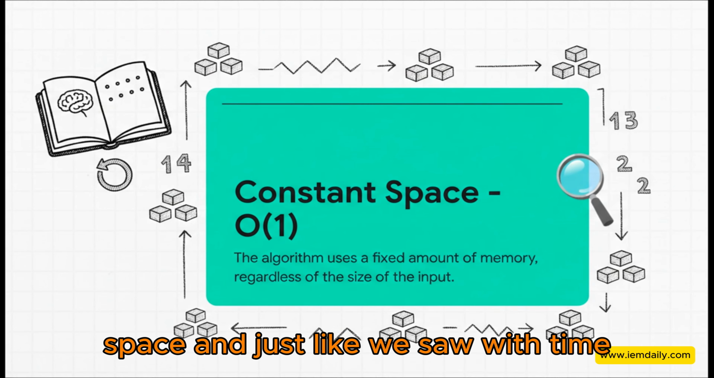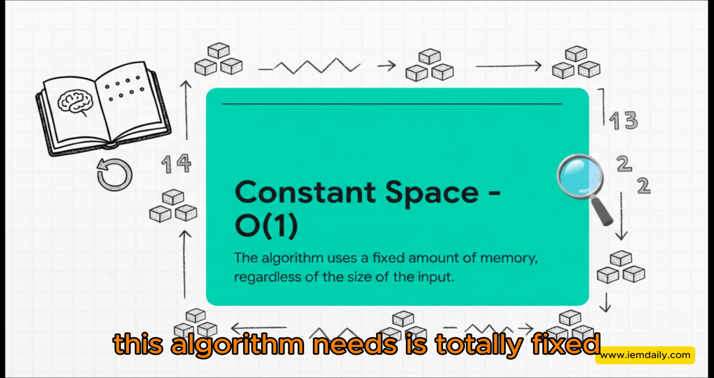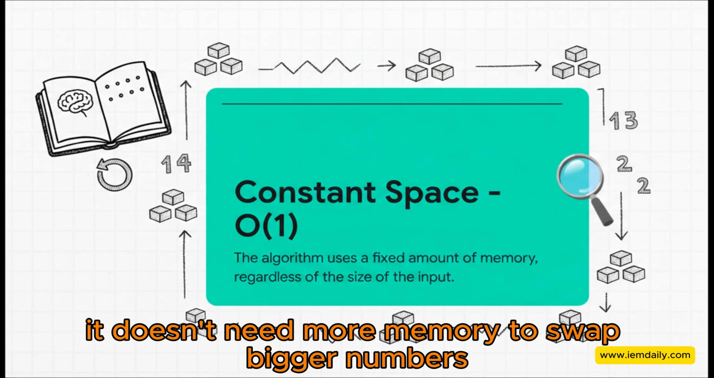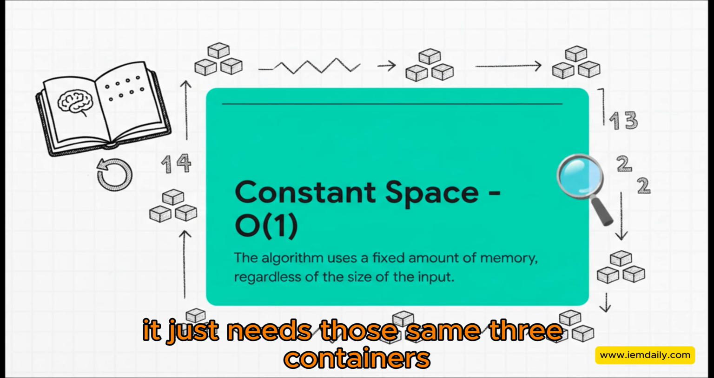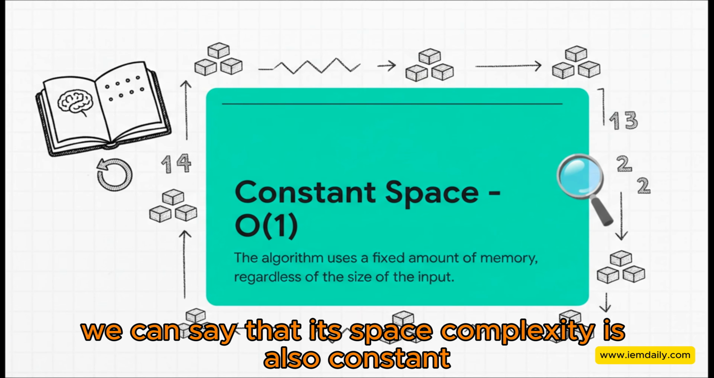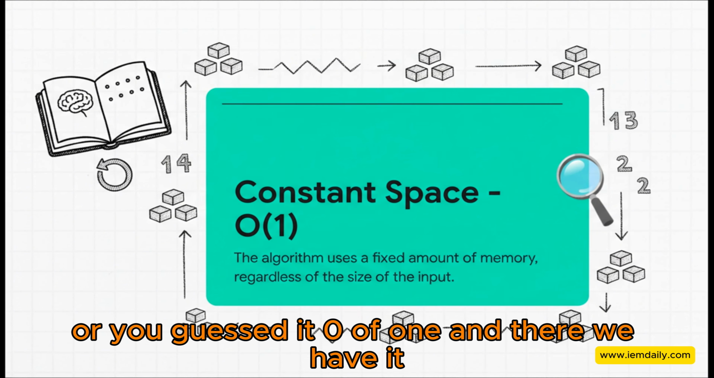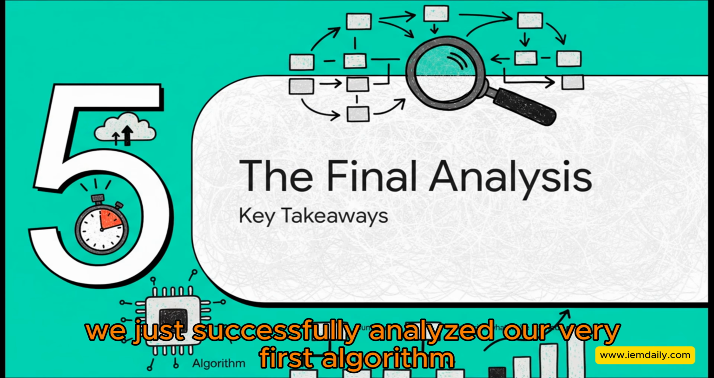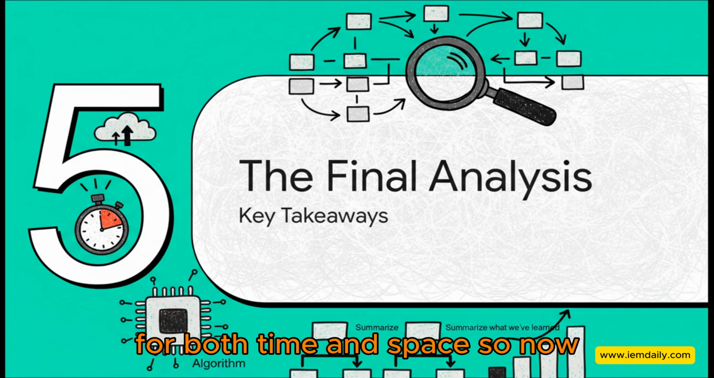And just like we saw with time, the amount of memory this algorithm needs is totally fixed. It's always 3 words. It doesn't need more memory to swap bigger numbers. It just needs those same 3 containers. So we can say that its space complexity is also constant, or, you guessed it, O of 1. And there we have it. We just successfully analyzed our very first algorithm for both time and space.